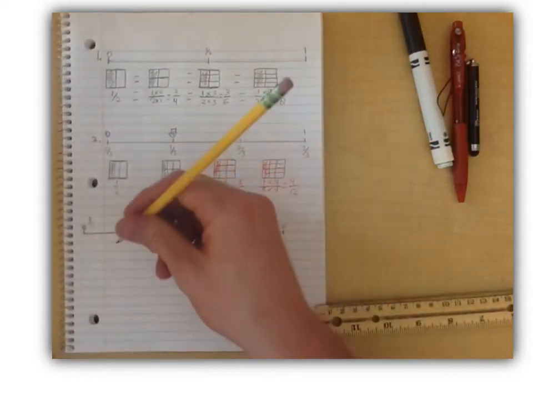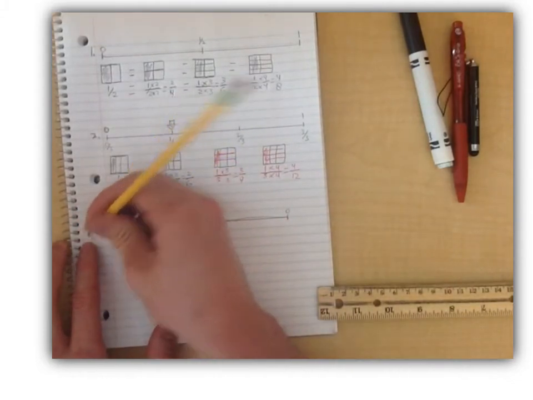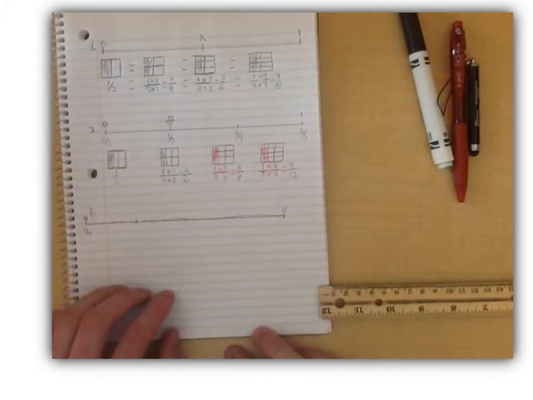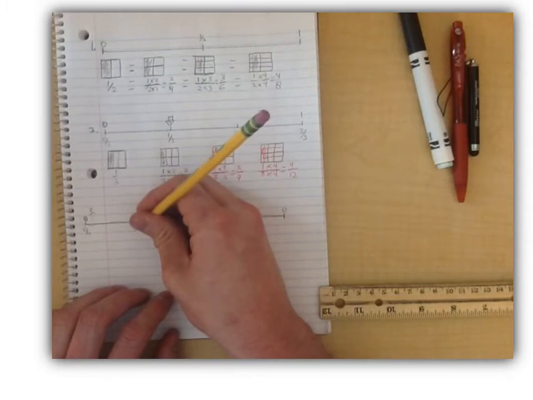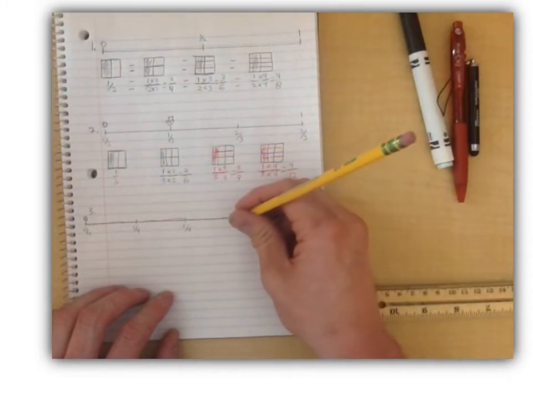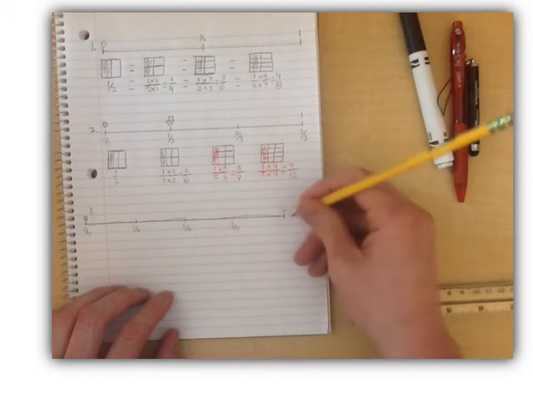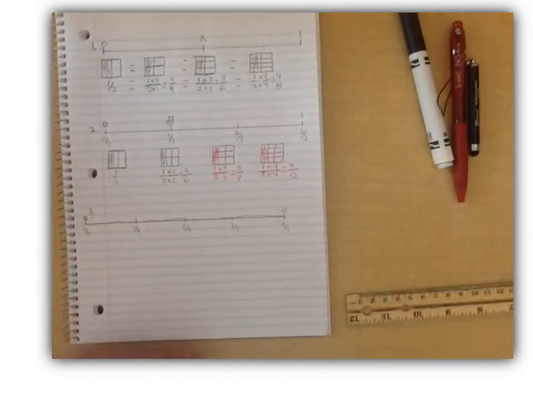Okay. So let's label these real quick, shall we? This is 0/4. And you know what? Why don't you go ahead and try and label the rest real quick? I'll wait. Okay. This is 1/4. This is 2/4. This is 3/4. And this is 4/4.